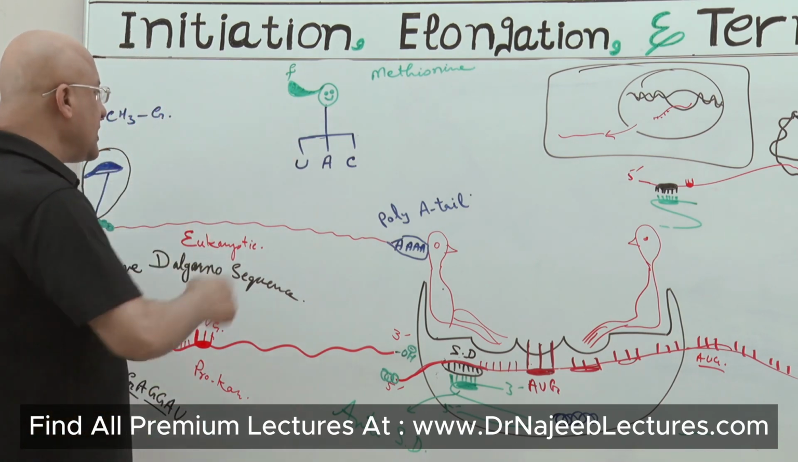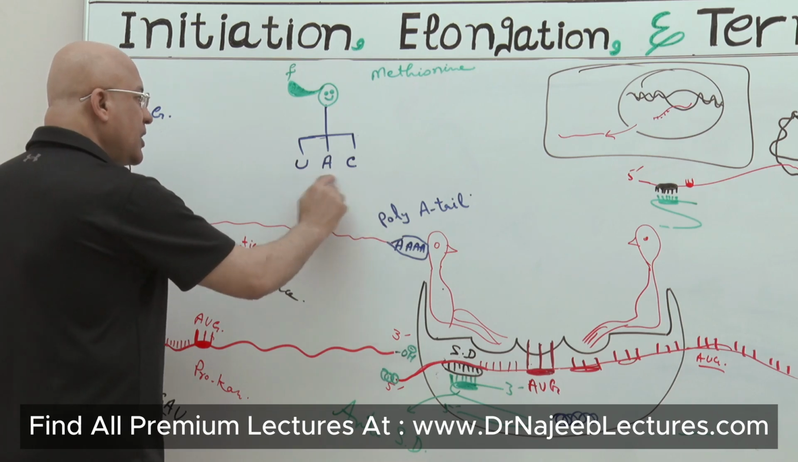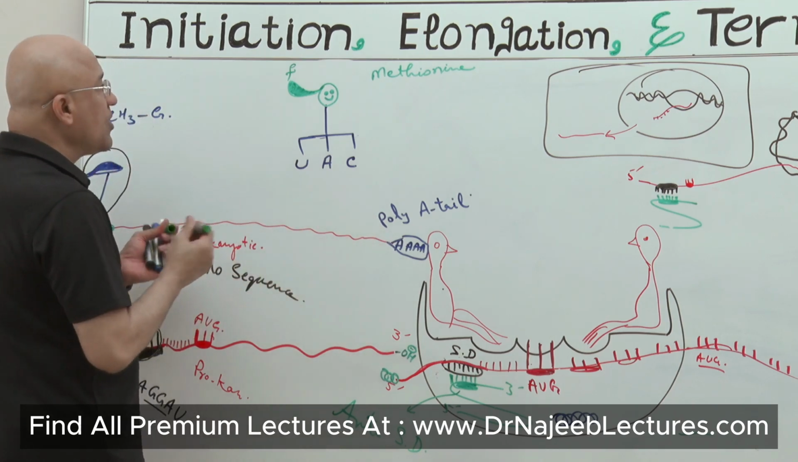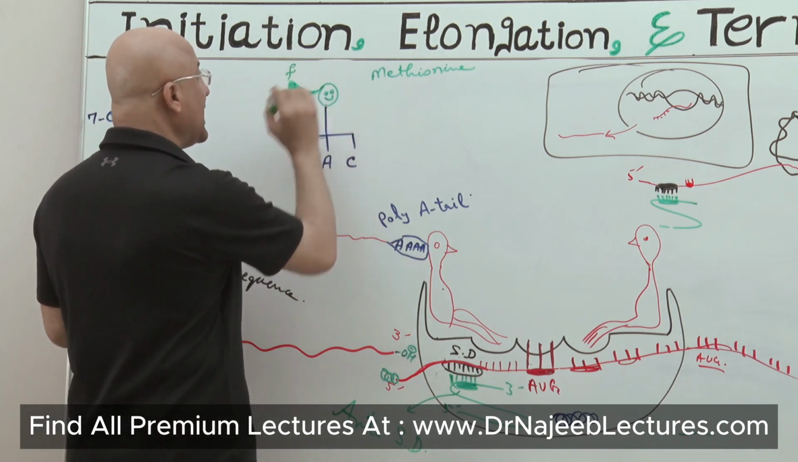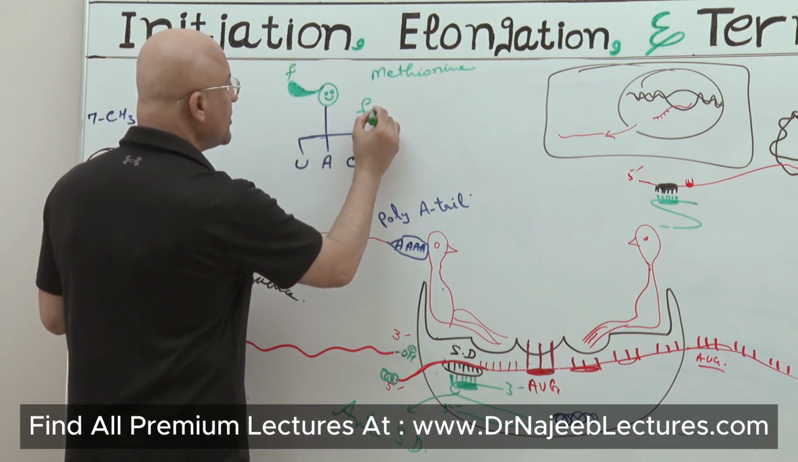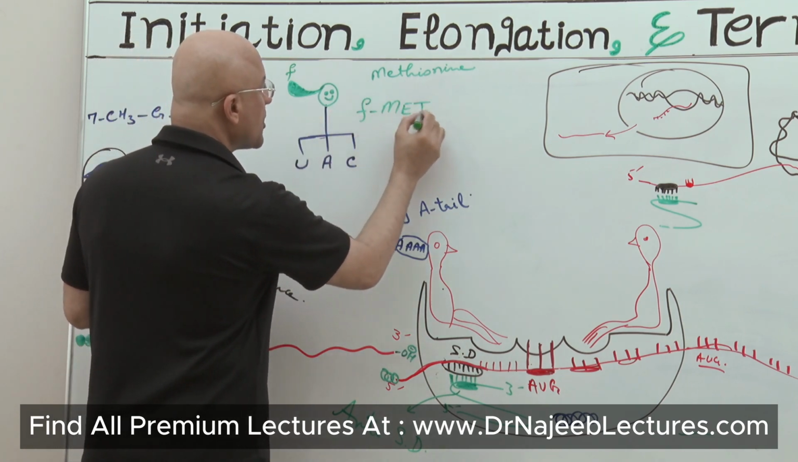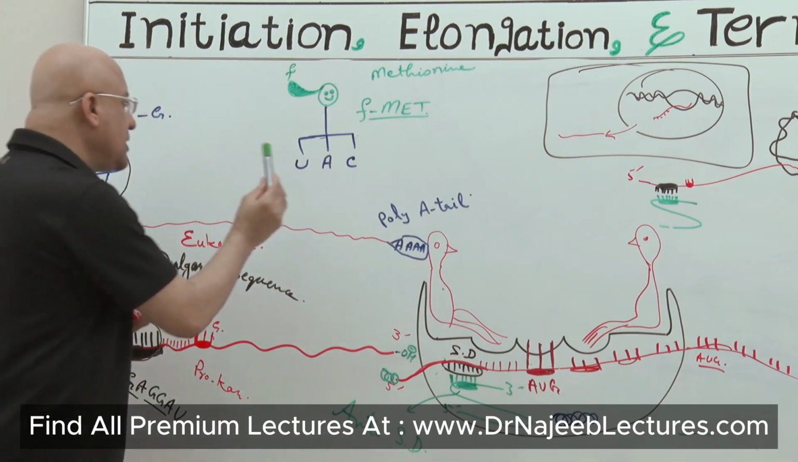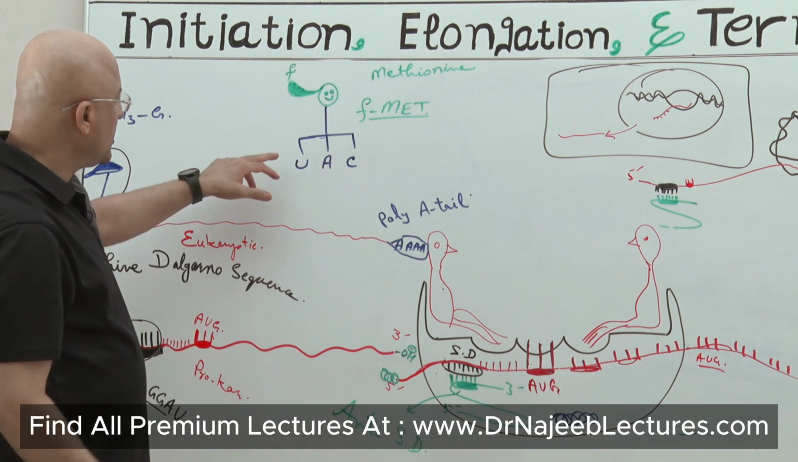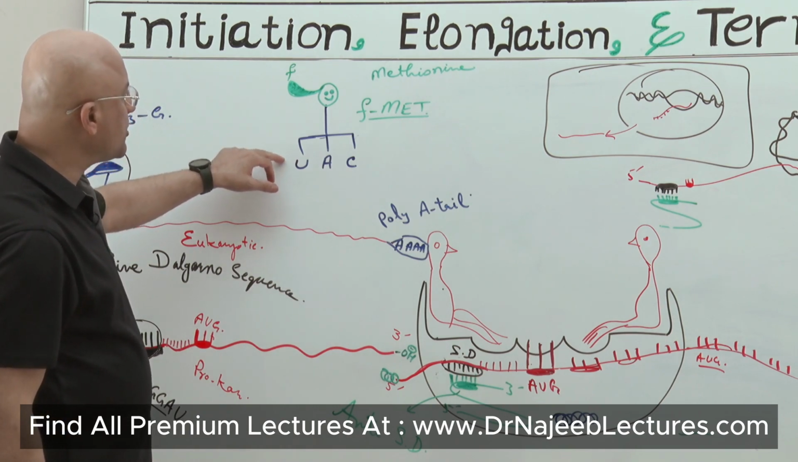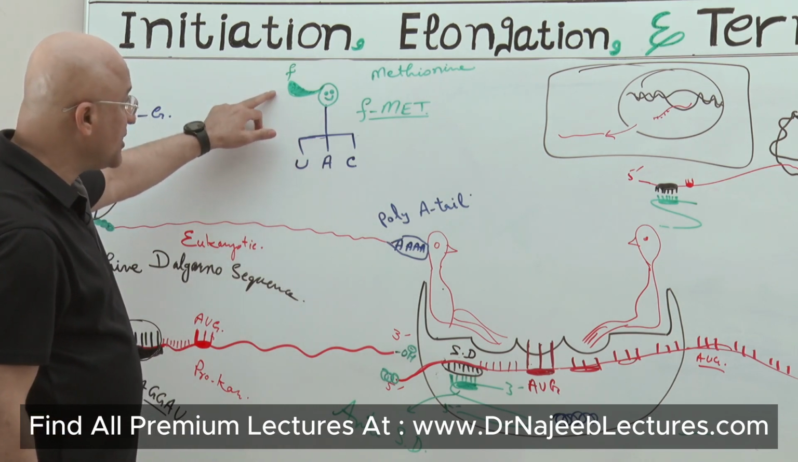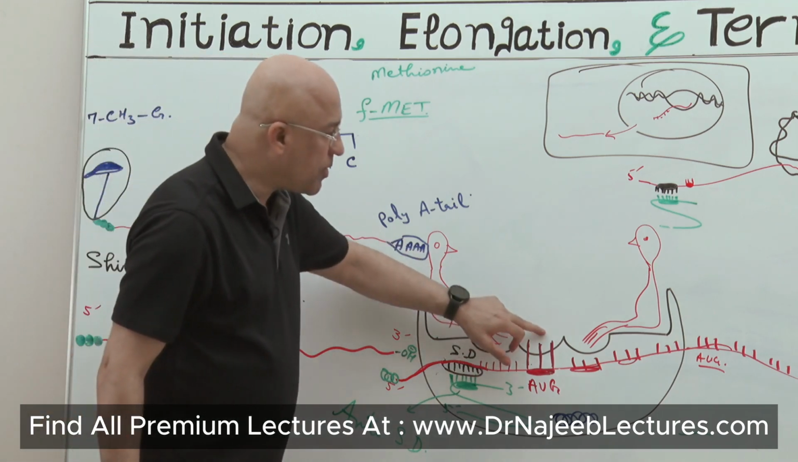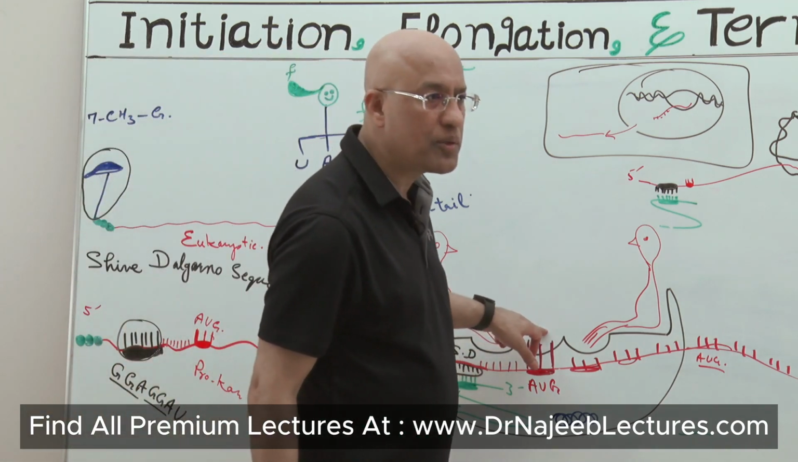So we say that this transfer RNA is carrying methionine which is formylated, right? Formylated methionine, right? And only this transfer RNA which is having methionine which is formylated can bind with the start codon.